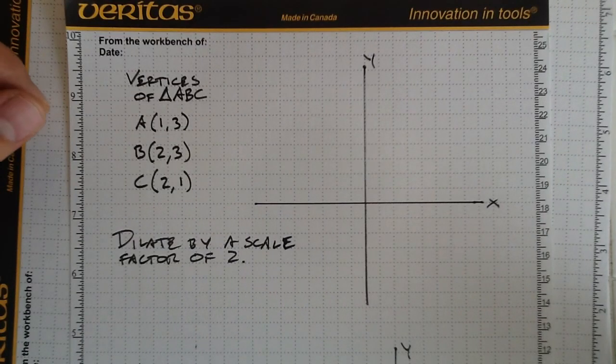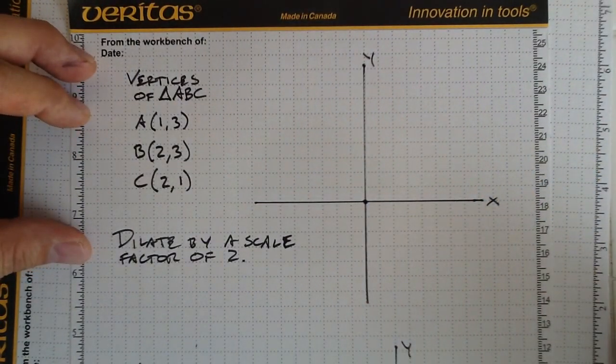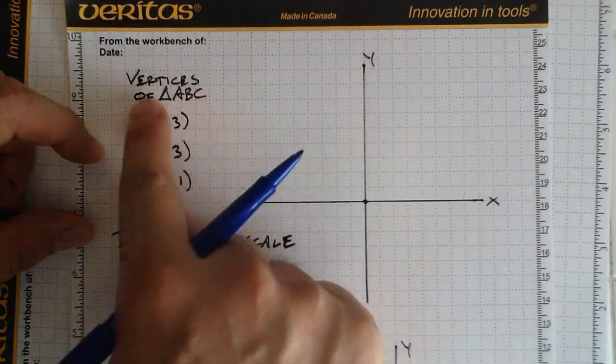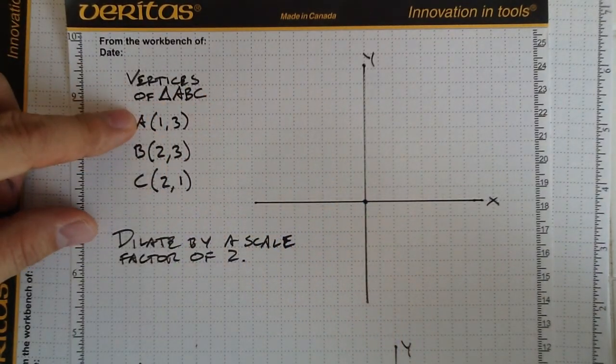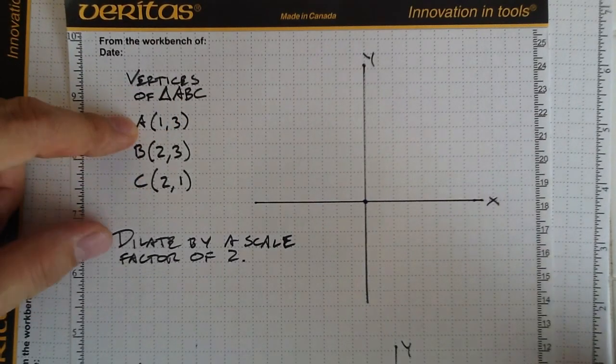Let's take a look at this first example of dilation with respect to the origin. Now, of course, the origin is where the x and y axis meet, 0, 0. And so what we're going to do is start off with our pre-image, our original shape. So we've got the vertices of some triangle ABC, and here are the coordinates. So let's quickly graph these.